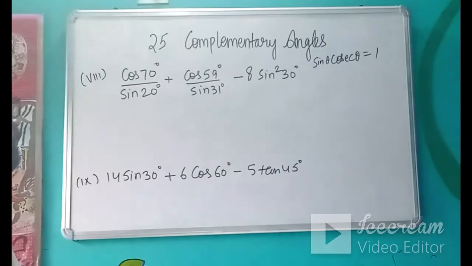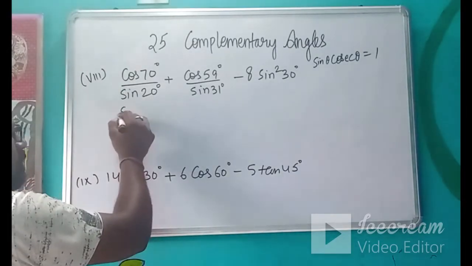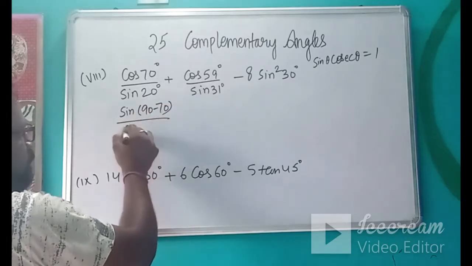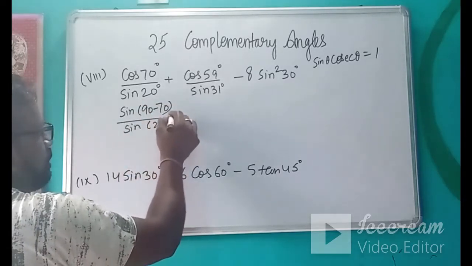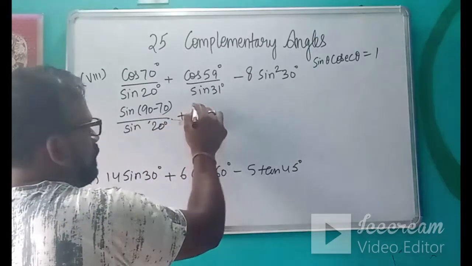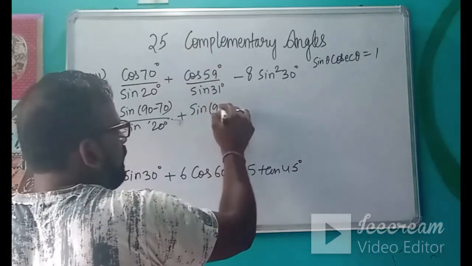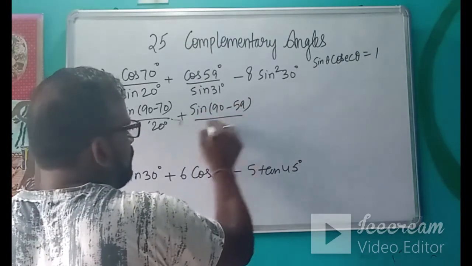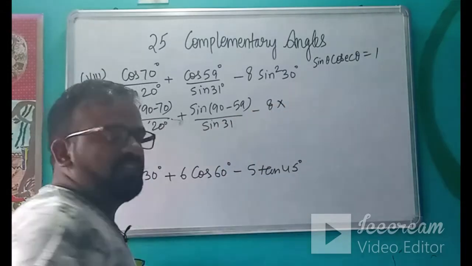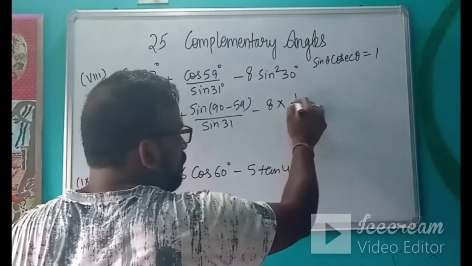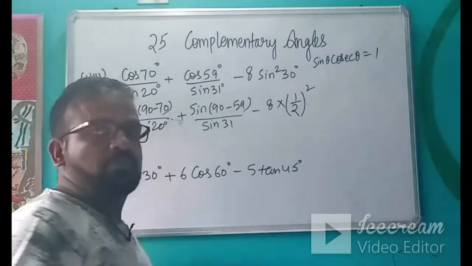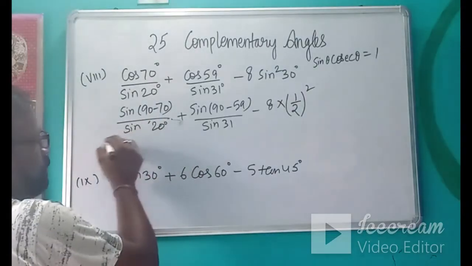Okay, now again the same type. This cos will become sine 90 minus theta into sine 20 degree. This again, cos I am replacing by sine 90 minus theta, and this sine will remain the same, minus 8 into what is sine 30 degree? Sine 30 degree is 1 by 2, and we will put the whole square because it is sine square 30 degree. So what you will get?